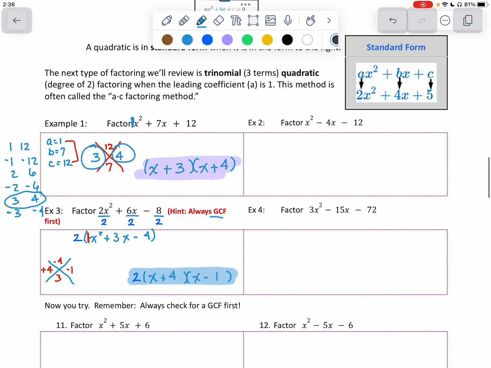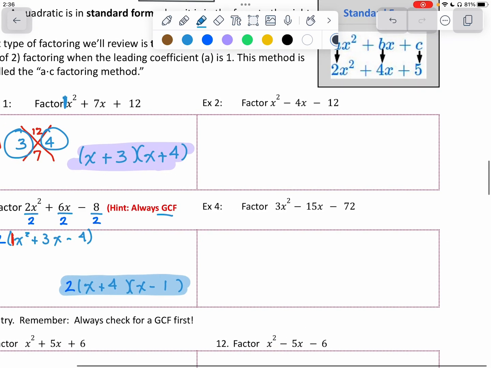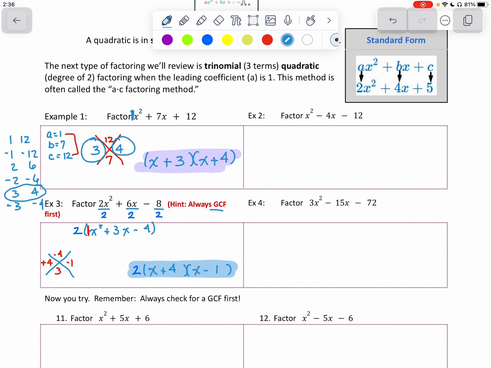I'm going to encourage you to do example 2 and example 4 on your own. So pause the video and try these two on your own using 1 and 3 as an example.